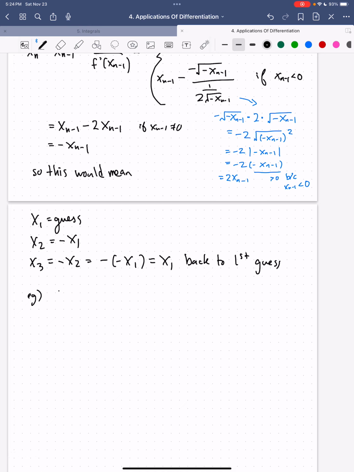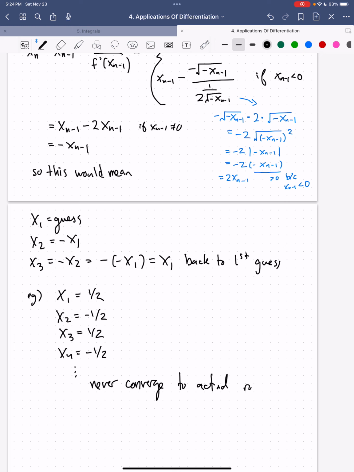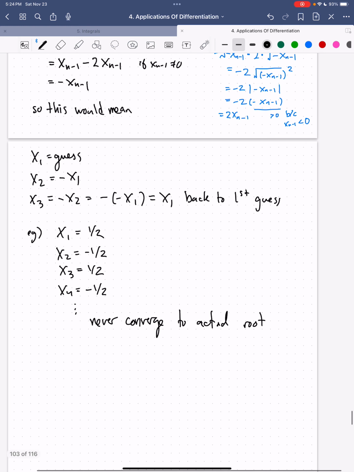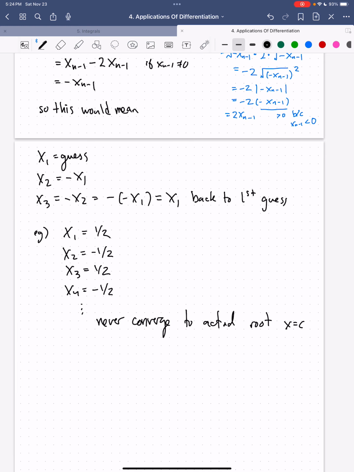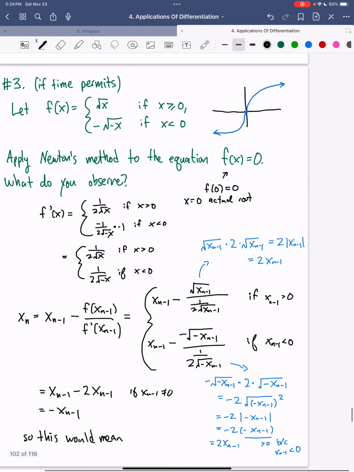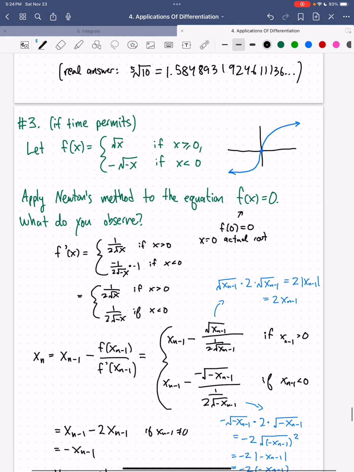So here, for instance, if we said, okay, let's start off with 1/2. Then x2 would be negative 1/2. x3 would be positive 1/2. x4 would be negative 1/2. We never converge to the actual root, which we know is actually 0. Like, this function goes through 0 at 0. So we get that kind of weird behavior.